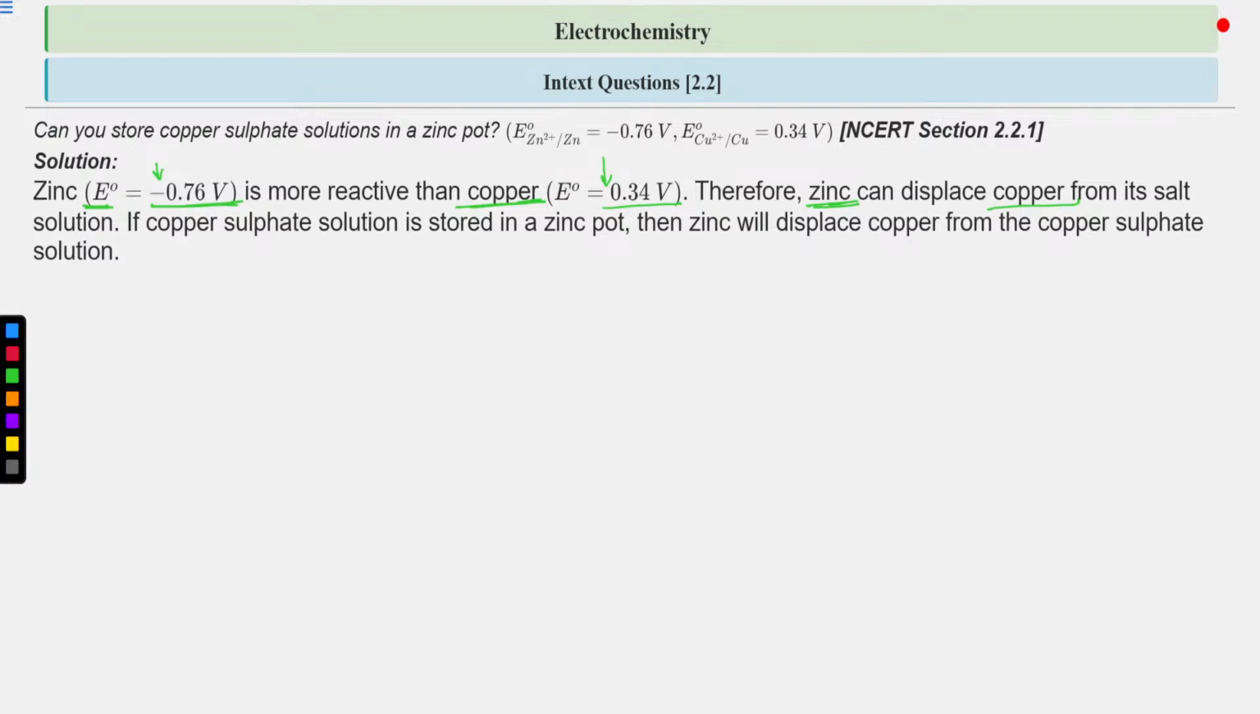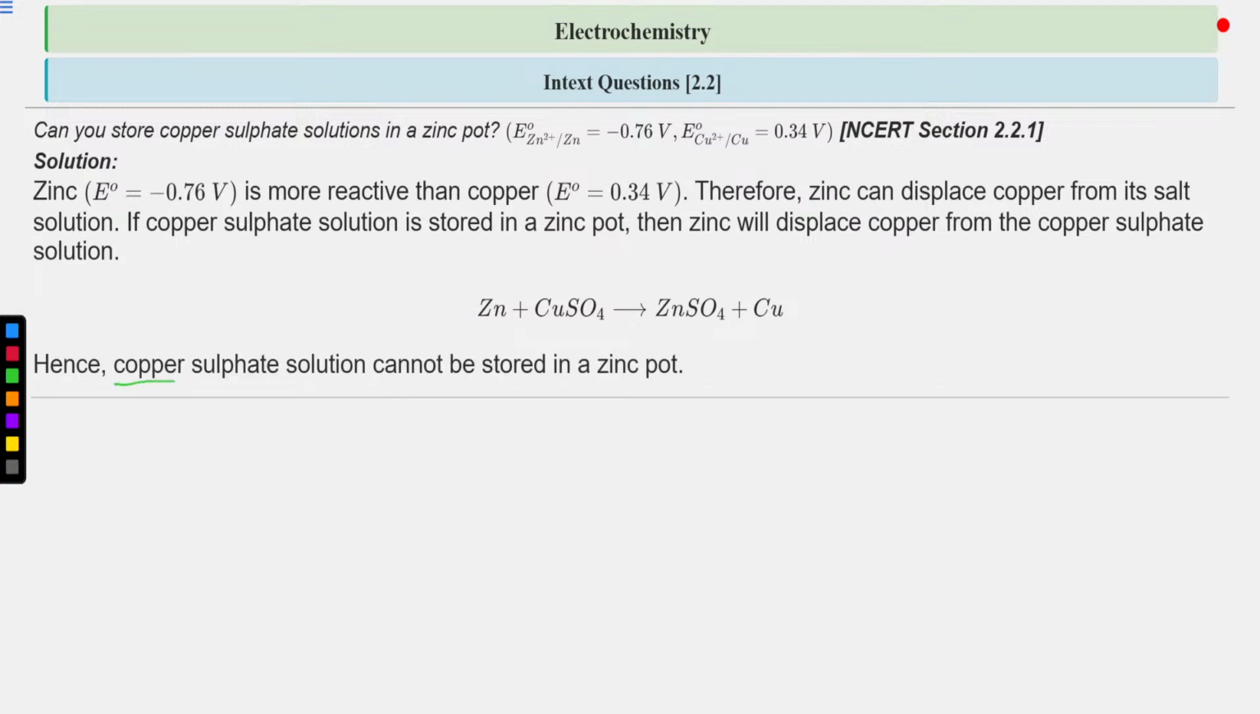Okay, so if we have a salt solution of copper, and you add the zinc, zinc can displace the copper from that solution. So if we have copper sulfate solution and you store it in a zinc pot, the zinc will displace the copper from the copper sulfate solution, and the following reaction will take place. The zinc will react with the copper sulfate solution and displace the copper. So zinc sulfate plus copper we will get.